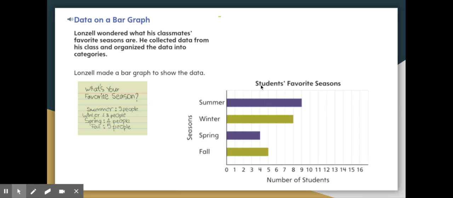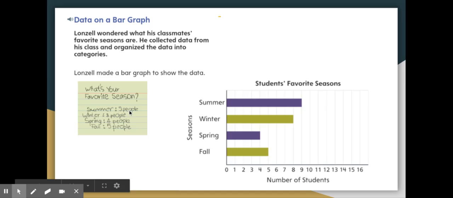So look over here. Here's the title of their graph, Students' Favorite Seasons. They listed the seasons over here, summer, winter, spring, and fall. They put the number of students down at the bottom because this is a vertical bar graph. So we can tell by looking at this. Let's see if he did it correctly.